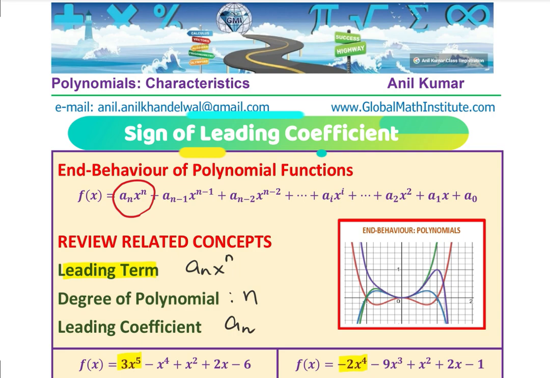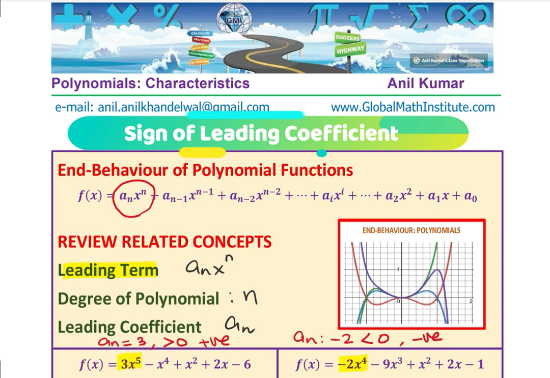So we are concerned about this leading coefficient. Here, I'll write an. The leading coefficient is 3, which is greater than 0. That means it is positive. Now in this case, the leading coefficient an is minus 2, which is less than 0, or you can say it is negative. Now this value of leading coefficient is of importance. Not actually the value, but the sign, whether it is positive or negative.